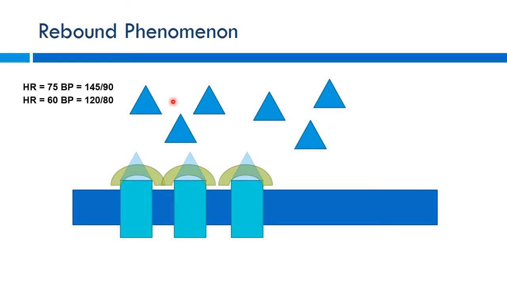And so let's say we gave some beta blockers. Again, those are going to be competitive antagonists, sitting right there on the receptor so they can't be activated by things like epinephrine. And you see their heart rate drops down to 60 and their blood pressure, say, 120 over 80. Perfect. We want to keep them right there.